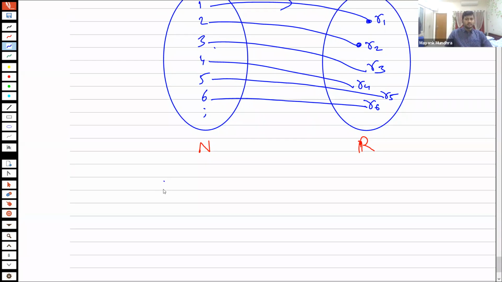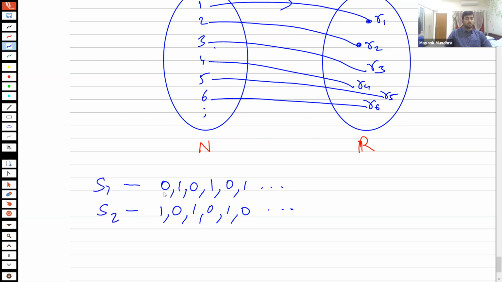So the sequence 0, 1, 0, 1, 0, 1, and so on is a sequence. And another sequence 1, 0, 1, 0, 1, 0 is also a sequence. Let me call this sequence 1 and this sequence 2. Even though the numbers appearing in these two sequences are the same, because the order of the numbers is different, these two sequences are different.